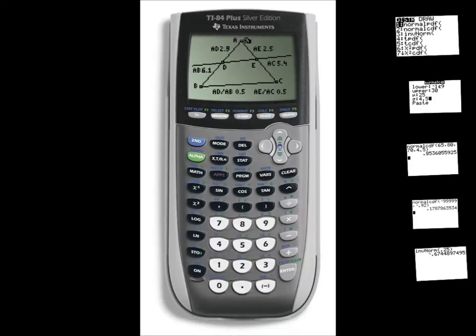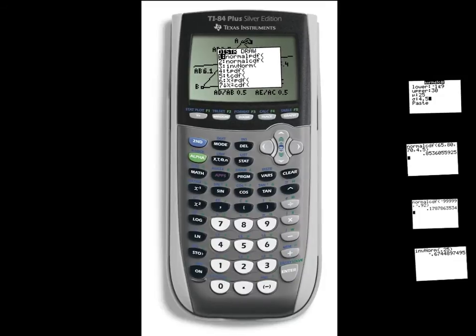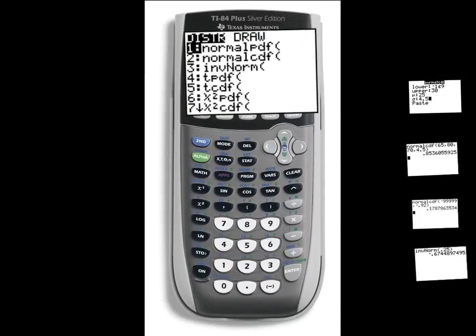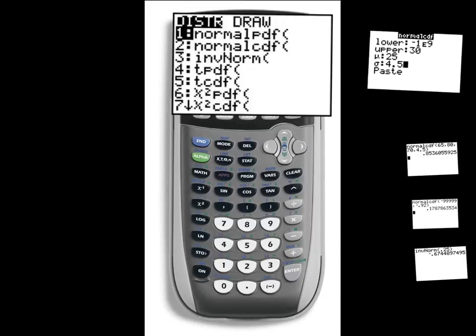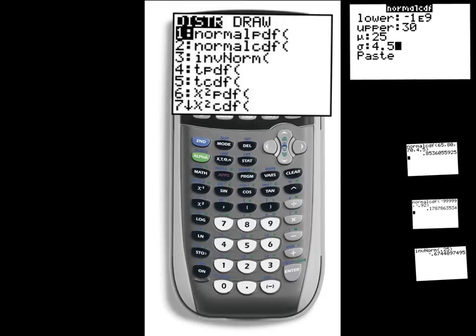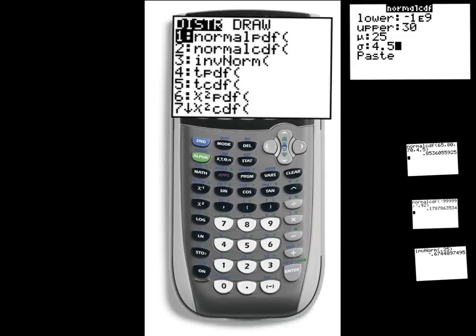Now when you hit second VARS on your calculator, what should then come up is this on your screen. Let me put it right there. Now I understand some of you's calculator might look like this in a second, so let me get this available right there. But to start, it's going to look like this one. This is the one you're going to see.